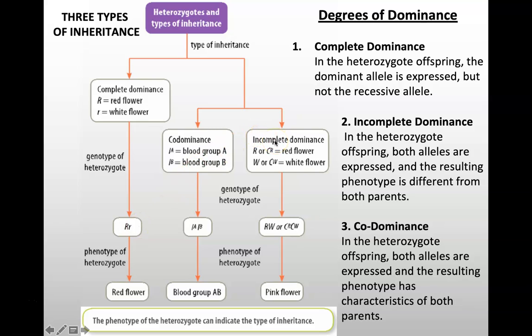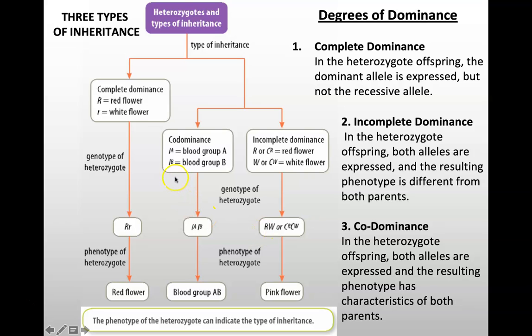Last lesson we looked at incomplete dominance of alleles. Here we had the heterozygote where the F1 generation received two different alleles. If they were a heterozygote offspring, then both alleles were expressed. There was no dominance of one over the other, although the heterozygote offspring showed a distinct phenotype different to both parents.